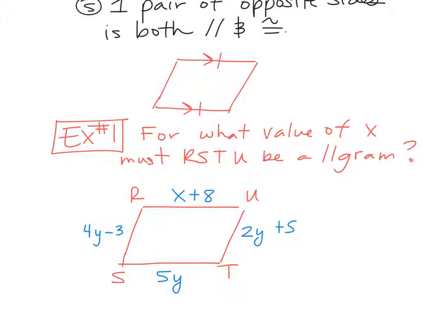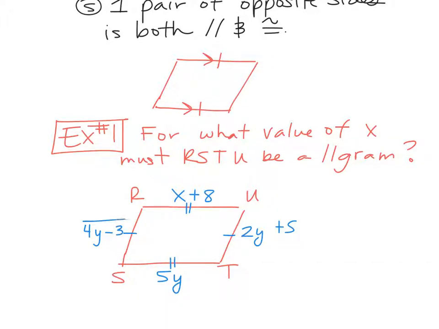Well, if this is going to be a parallelogram, what do you know about it? Opposite sides are congruent, right? This would be using the one that says opposite sides are congruent. So that means these have to be the same, and that means these have to be the same, right? So they're asking for the value of x. Where do we start? We do know that x plus 8 equals 5y, but we can't solve that right now.